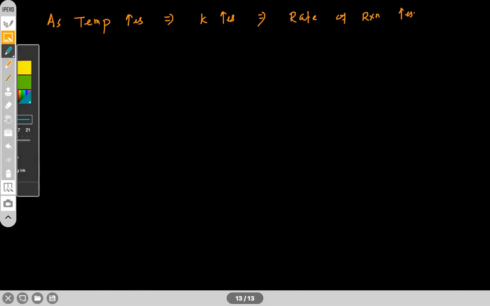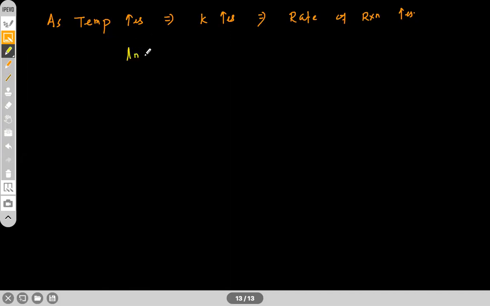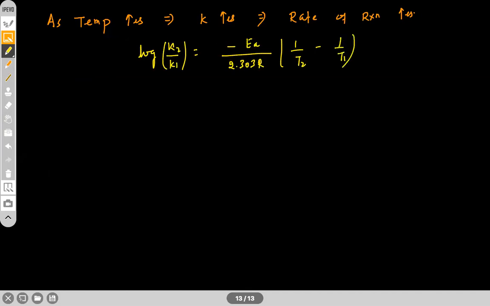You see the relation we have is log of K2 by K1 is equal to minus EA, the activation energy, divided by 2.303 R, times (1 by T2 minus 1 by T1). So as temperature increases, means what?